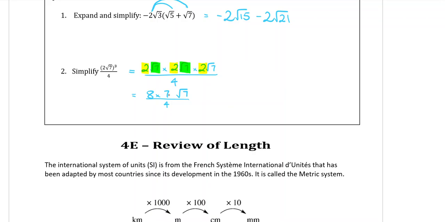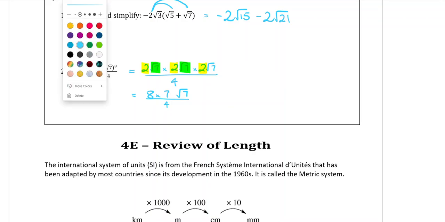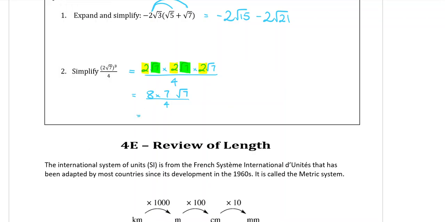8 times 7 is 56. So we have 56 root 7 over 4. But 56 divides nicely into 4. It goes 14 times. So the simplified answer would be 14 square root of 7.